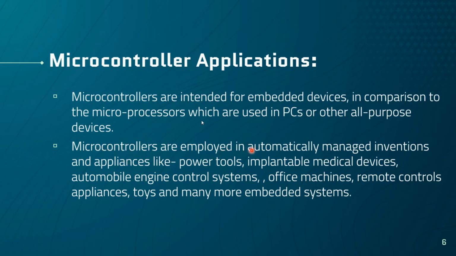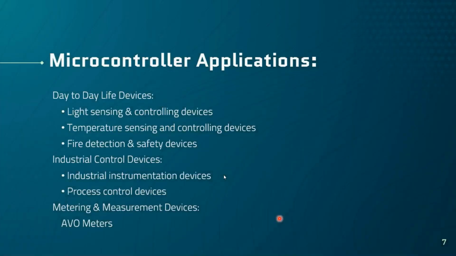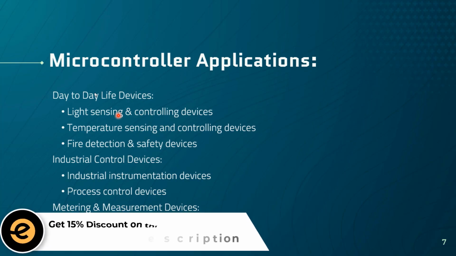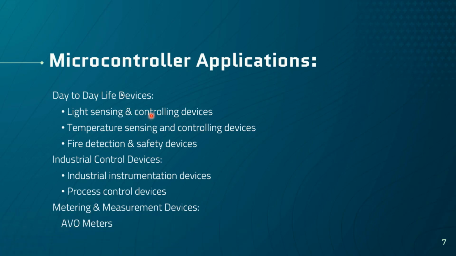Microcontrollers are employed in automatically managed inventions and appliances, like power tools, implantable medical devices, automobile engine control systems, office machines, remote control appliances, toys, and many other embedded systems. So a typical example of a microcontroller would be light sensing and controlling devices. For example, we can connect a sensor that is called a light sensor. It basically senses how much light is in the environment, and then we can control a certain lamp or a certain switch depending on the value of this light sensor.